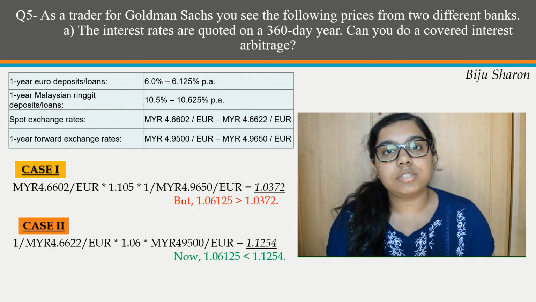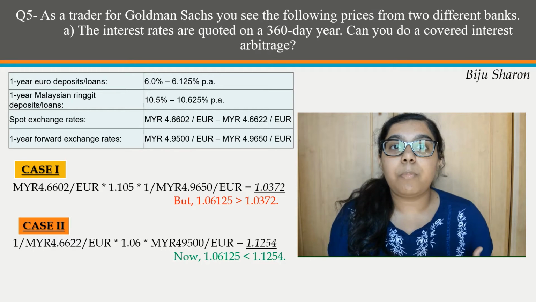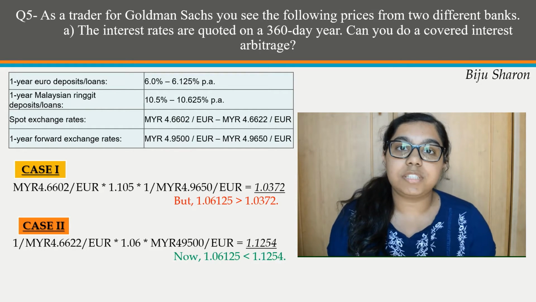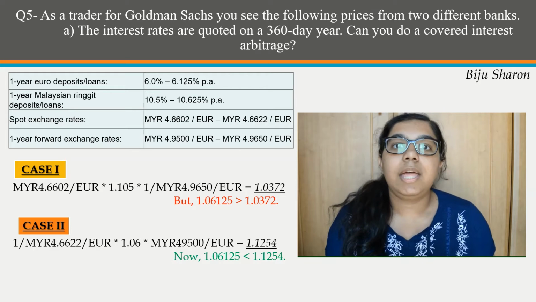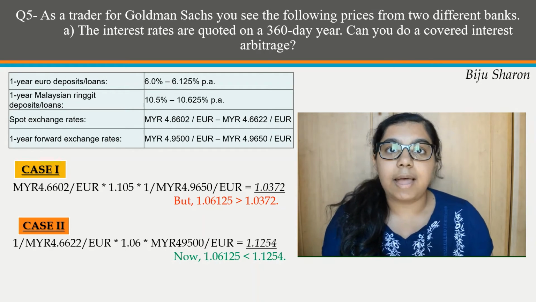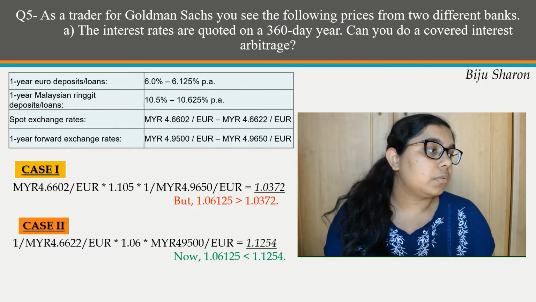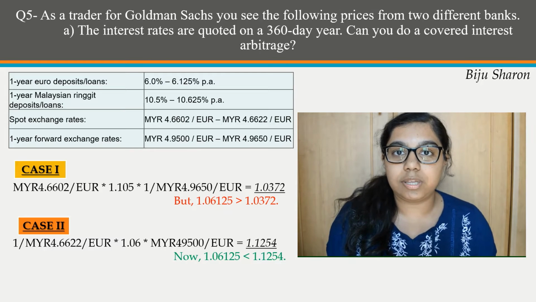Now in this question, we are trying to find an interest covered arbitrage, and we are dealing in two currencies, the euros and the Malaysian ringgits. So in the first case, to start off, we borrow a loan in euros at the rate of 6.125%. Now step 2, we convert these euros to Malaysian ringgits, and we do it at the current exchange rate, which is 4.6602 Malaysian ringgits per euro.